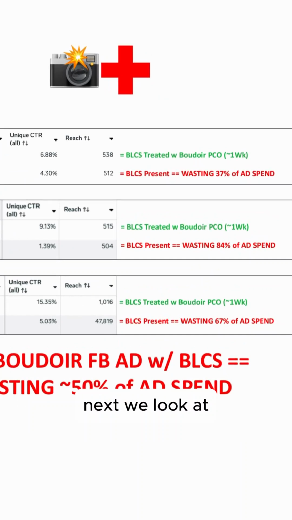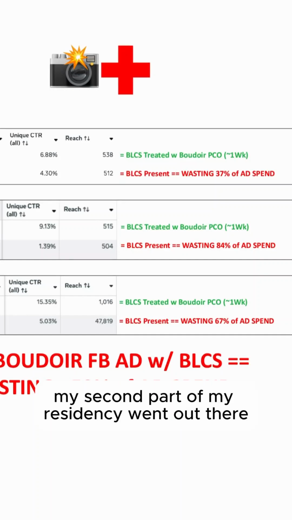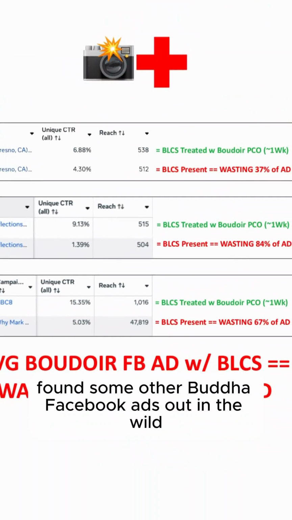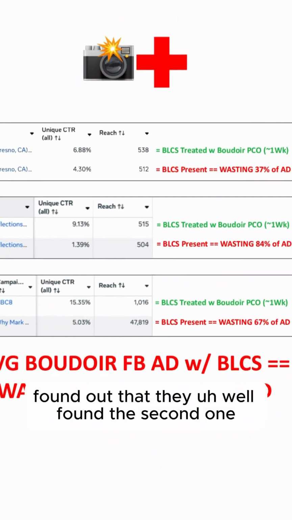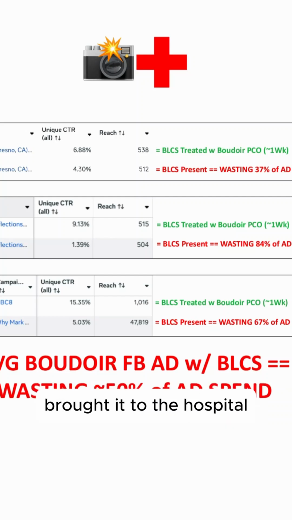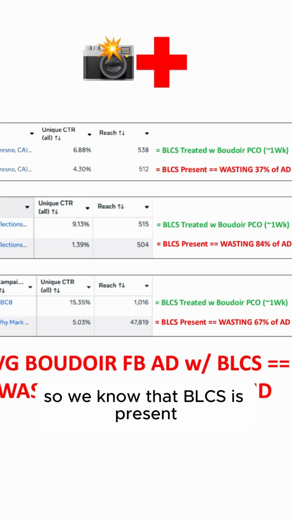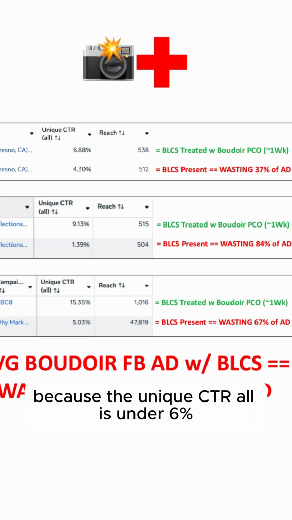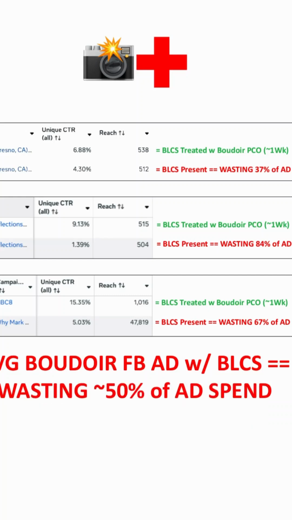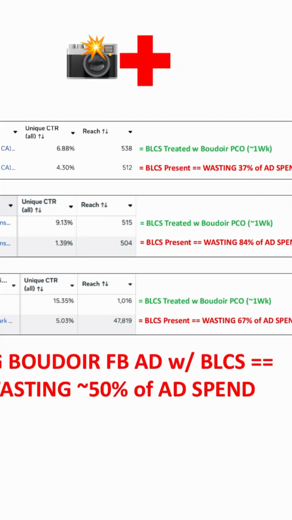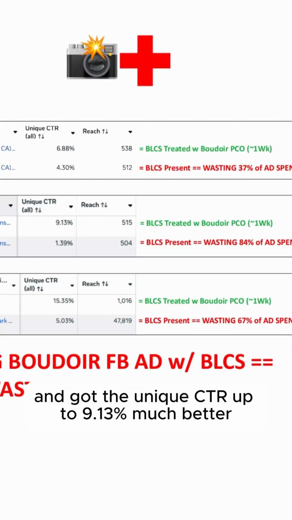All right, next we look at the second part of my residency, where I went out there and found some other Boudoir Facebook ads out in the wild. Found the second one, brought it to the hospital, treated it, and found its unique CTR was 1.39%. Okay, so we know that BLCS is present because the unique CTR is under 6%. So I duplicated it, treated it with Boudoir Pico, took about a week, and got the unique CTR up to 9.13%, much better.